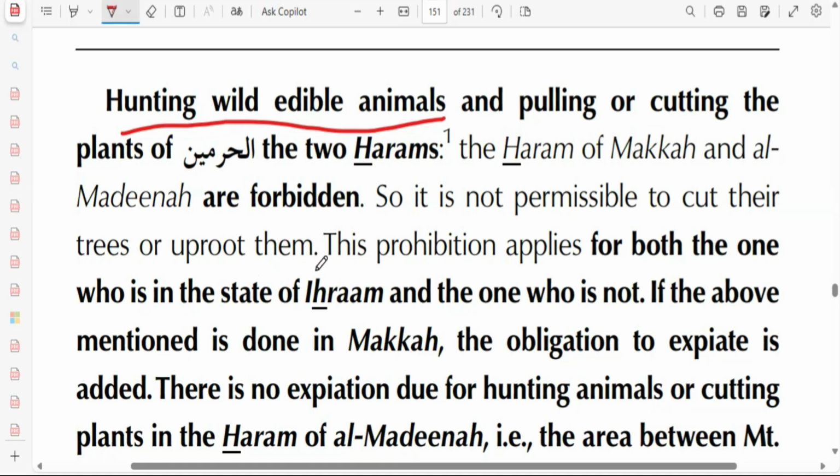But we're not talking about, for example, your farm plants. I'm not talking about if you're a farmer and you have wheat or something like that and you have to harvest, and you live in the haram or your property is there. So it is not permissible to cut their trees or uproot them.